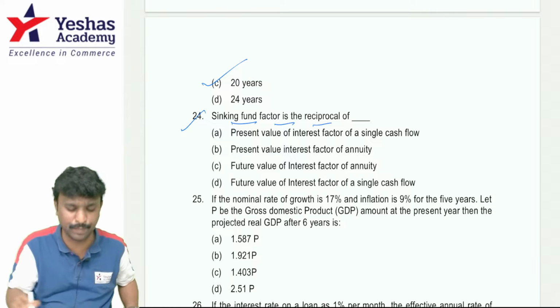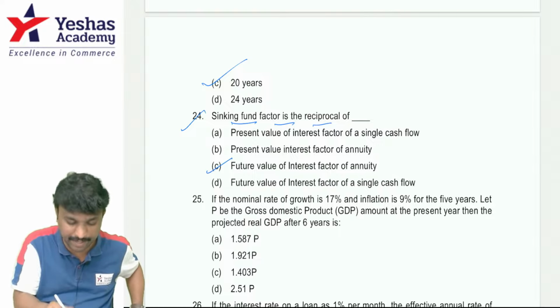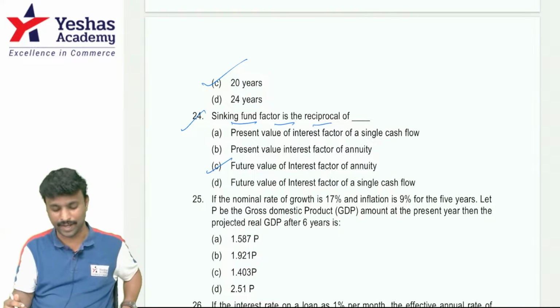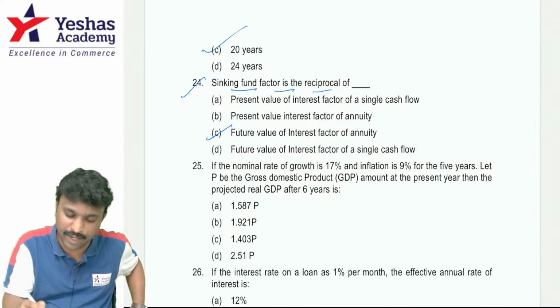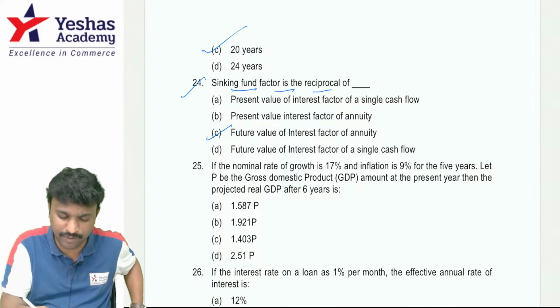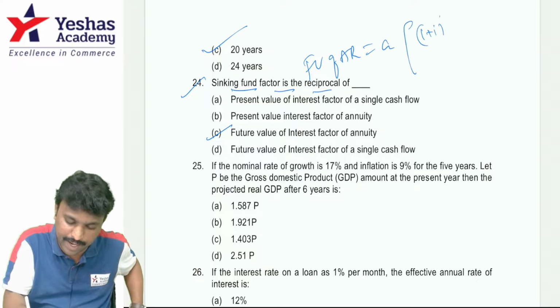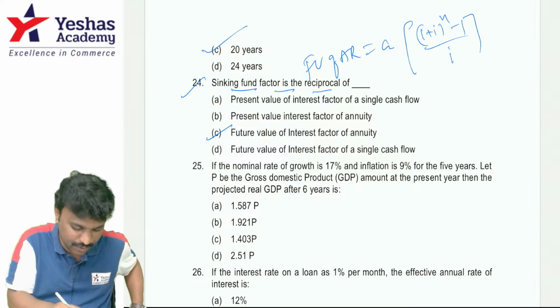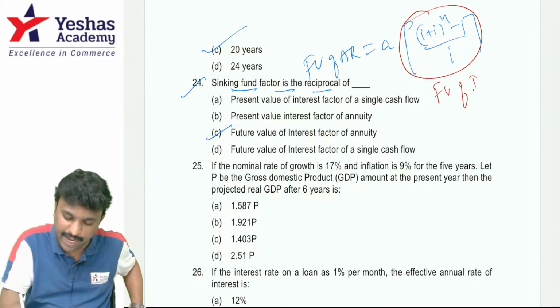Sinking fund factor is a reciprocal of dash. Sinking fund factor is the reciprocal of the future value of interest factor. I have discussed this in the regular class, even in the marathon class. What's the formula for sinking fund? Future value of an annuity is equal to A into 1 plus I whole power n minus 1, divided by I. So what is the future value of interest factor? This is the FV of interest factor.